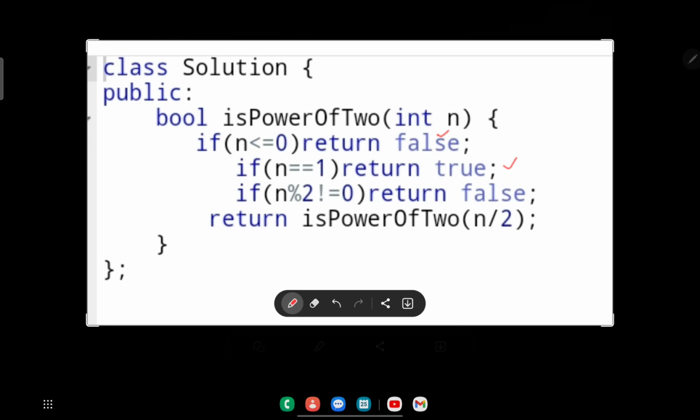And if n modulo 2 is not zero, that is, if while dividing any element is encountered which cannot be divided by 2, then we have to return false. We would be using recursion, and each time we would be passing n by 2 as the parameter, and if any condition is satisfied, then it would be returned.